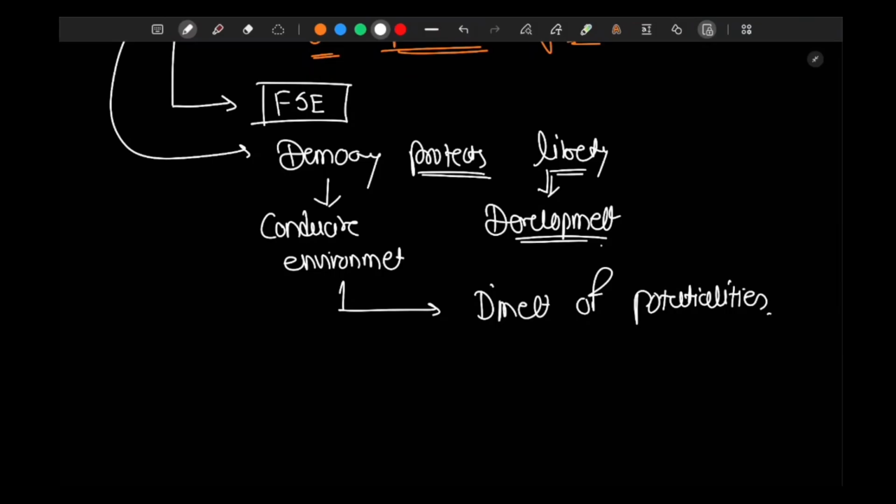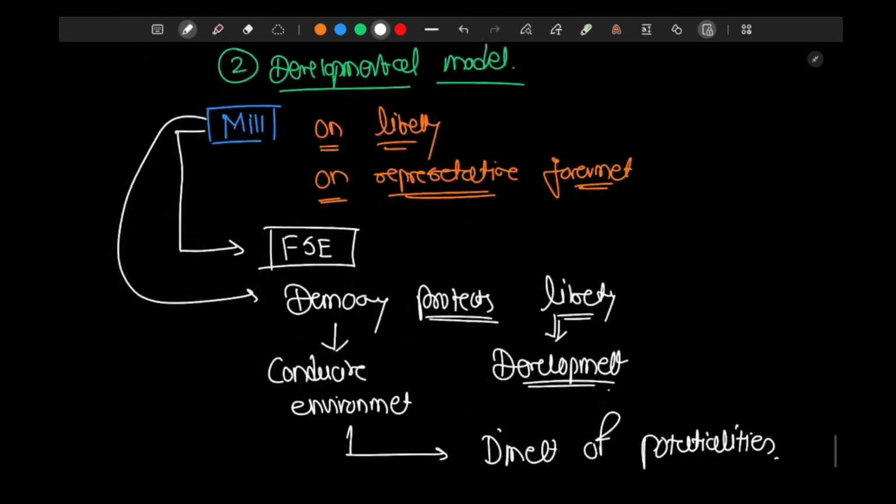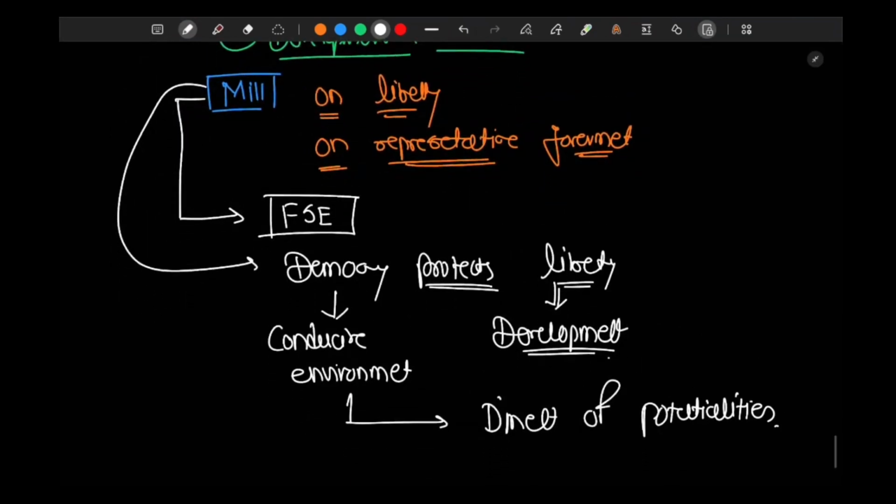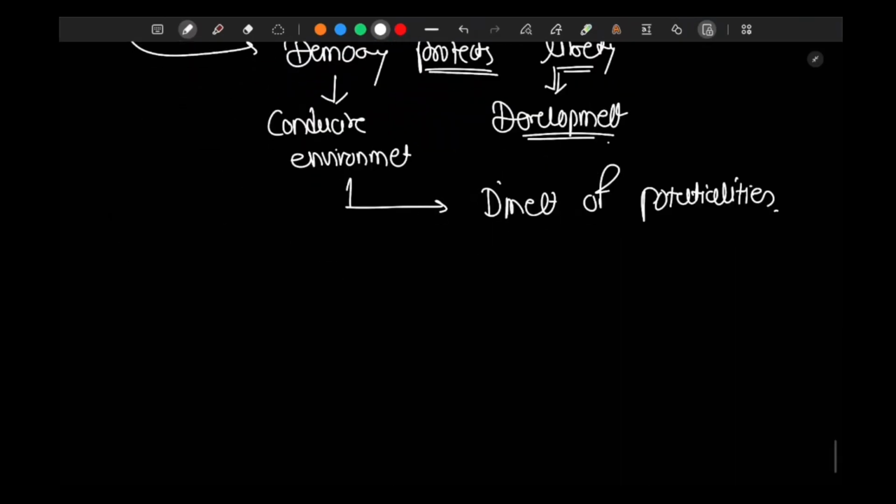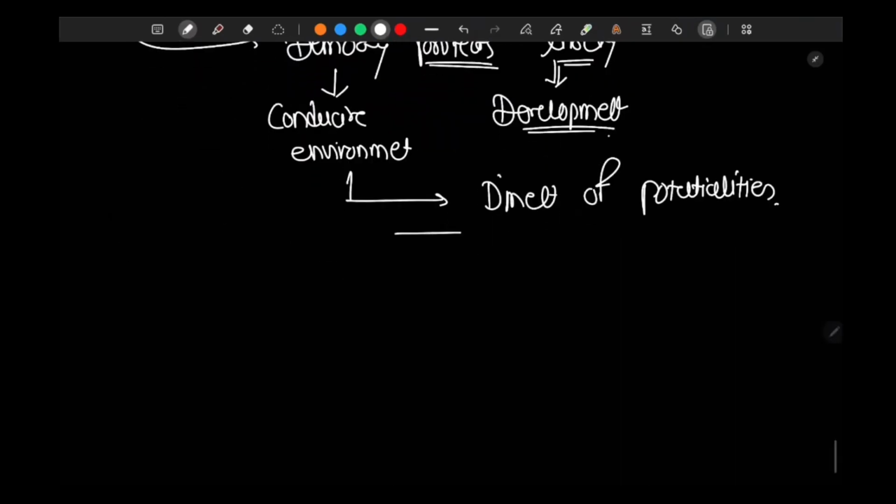But the issue with Mill, here we are finished with the developmental model. Only this much is the developmental model. I am just trying to make you recall what Mill has said about democracy. Mill in his book on Representative Government says that democracy is not needed in colonies, and for a functioning democracy he also suggests proportional representation and weighted voting. This is not related. I am just trying to make you recall.